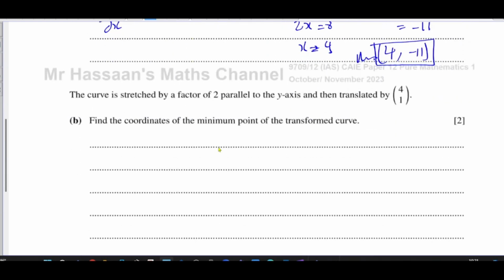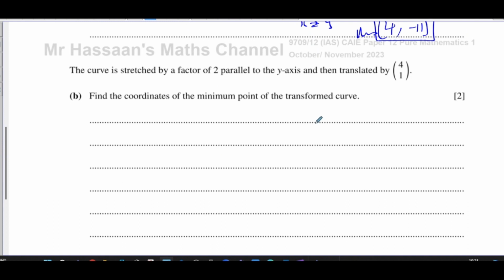Now, it says the curve is stretched by a factor of 2 parallel to the y-axis and then translated by the vector (4, 1). Find the coordinates of the minimum point of the transformed curve. So this point, which is (4, negative 11), the minimum point, is transformed by two things. First of all, the first transformation is going to be a vertical stretch of scale factor 2.